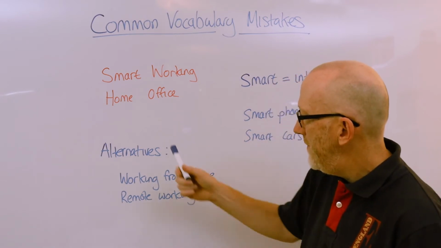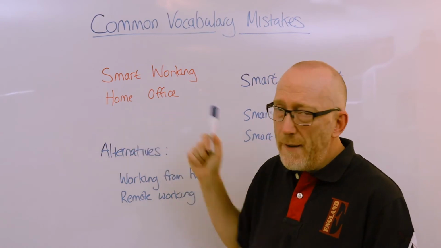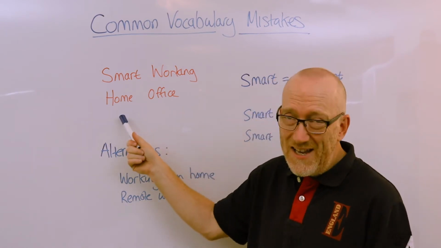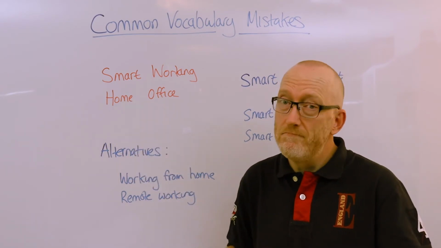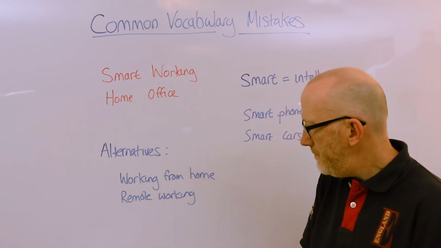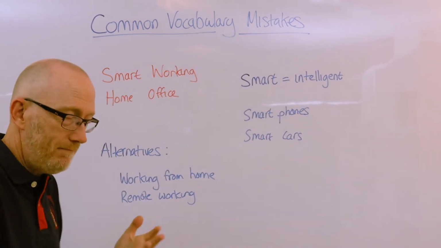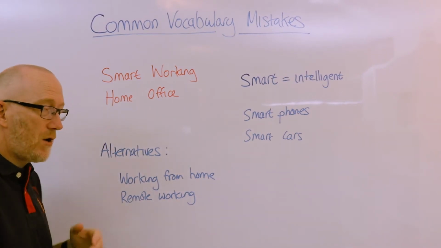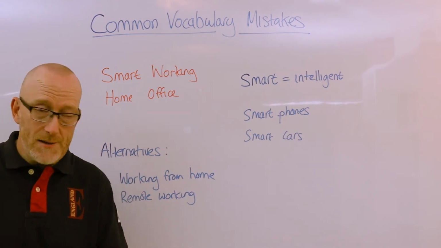Okay, so a home office is kind of an okay phrase. I am working in my home office. But I would actually say a more natural way to say this is my office at home. Now, when I am talking about working from home or smart working, these are the two most commonly used phrases that you will hear native English speakers use.